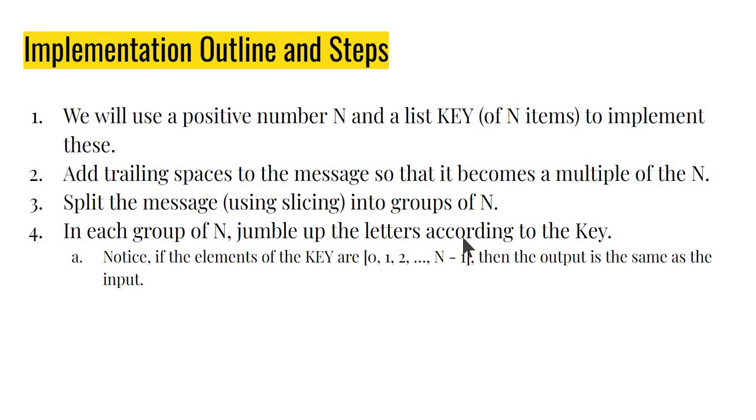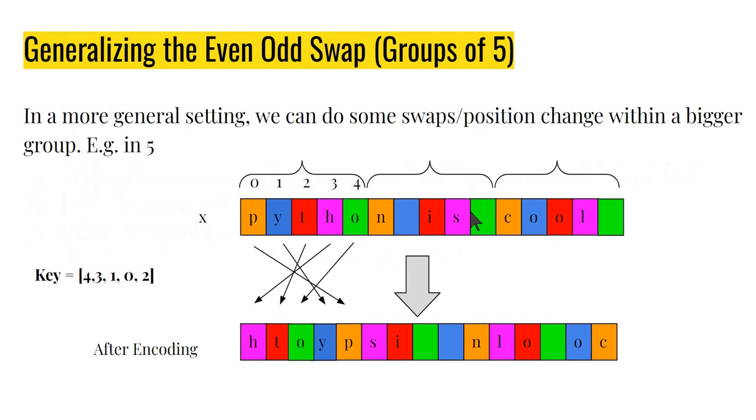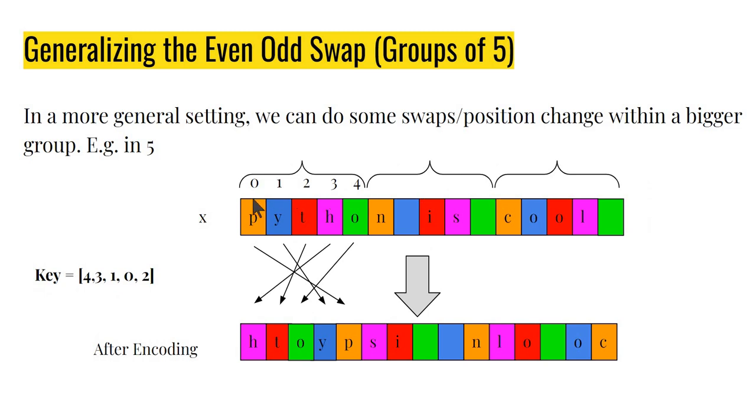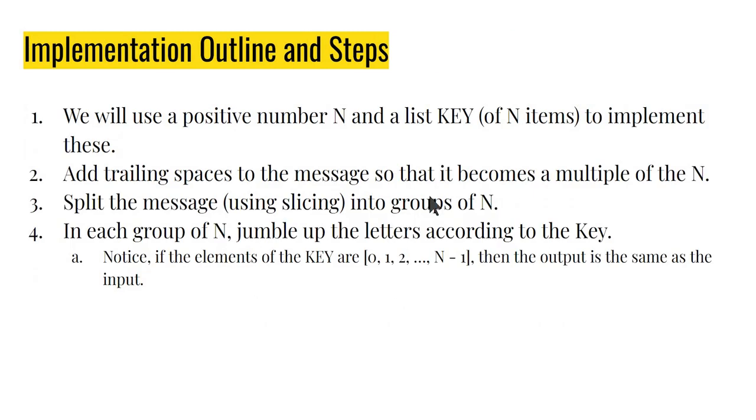I'll split the message then, and this will be done using slicing, into groups of n. And this is clear from the pictures that I showed you earlier. Here I'm going to split the message in groups of 4 and so on. Here I'm going to split the message in groups of 2, groups of 5, and so on. So in general, I'll split the message into groups of n. And in each group, I will jumble this up according to what I had in the key.